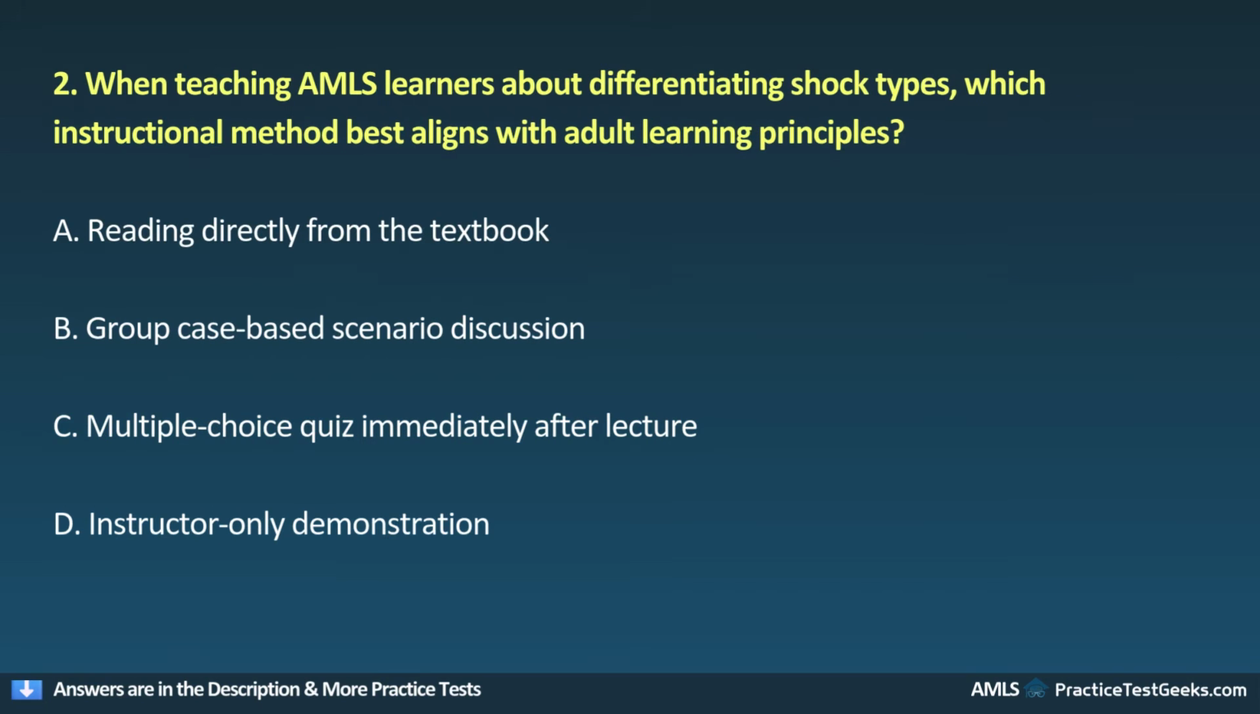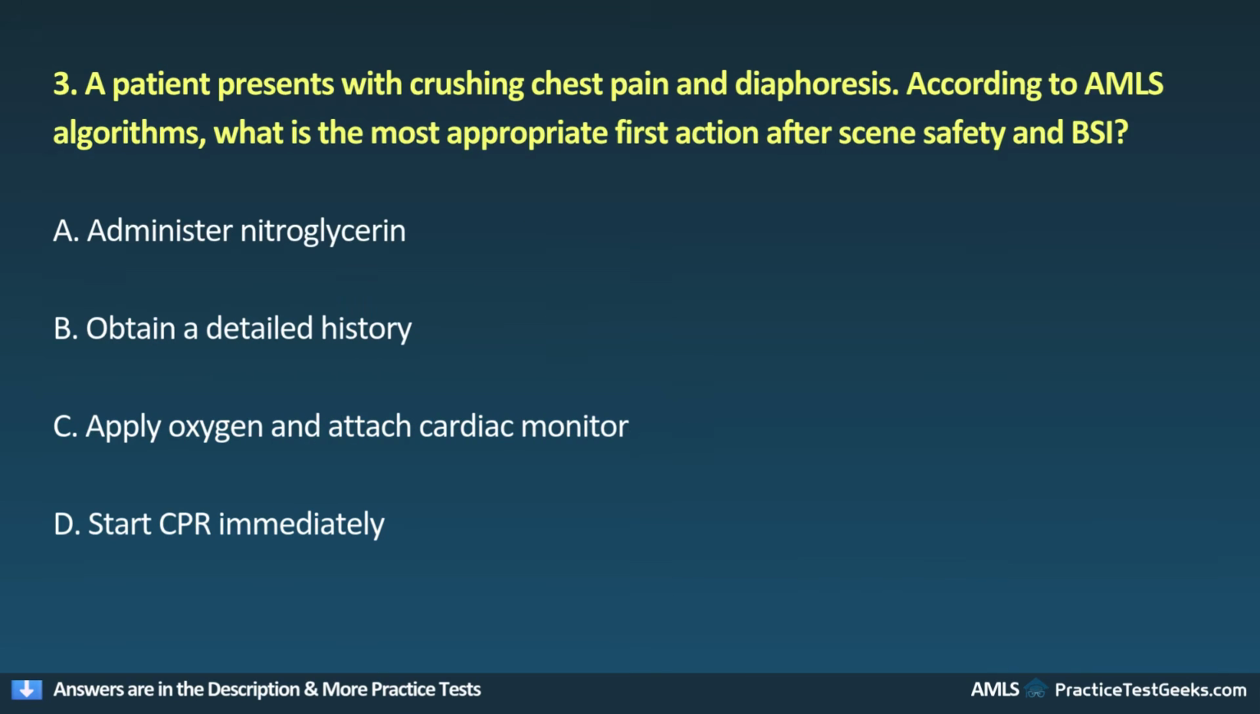2. When teaching AMLS learners about differentiating shock types, which instructional method best aligns with adult learning principles? A. Reading directly from the textbook. B. Group case-based scenario discussion. C. Multiple choice quiz immediately after lecture. D. Instructor-only demonstration.